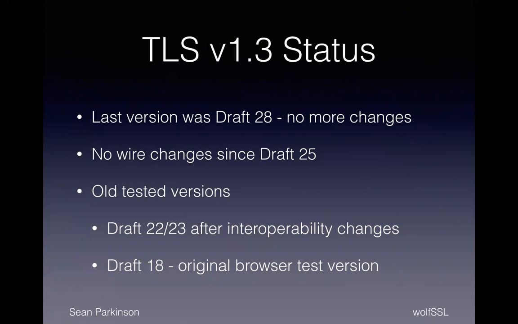The only wire difference to the RFC is the version number of the protocol, which is now hex 0304, as opposed to the 7F and the draft version number. This has to be advertised, the version number of the protocol, and only those that support those particular versions will be able to interoperate. Older tested versions were draft 22, 23, which came out after interoperability changes, and further back is draft 18. These need reciprocal versions to work with, and going forward should not be used.